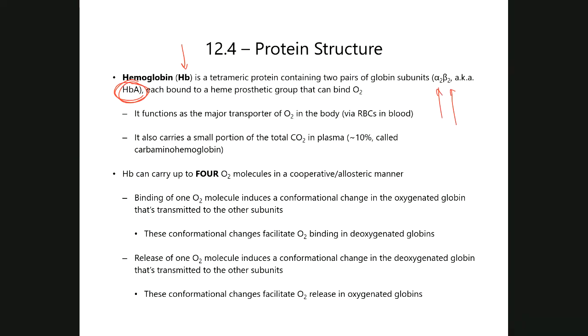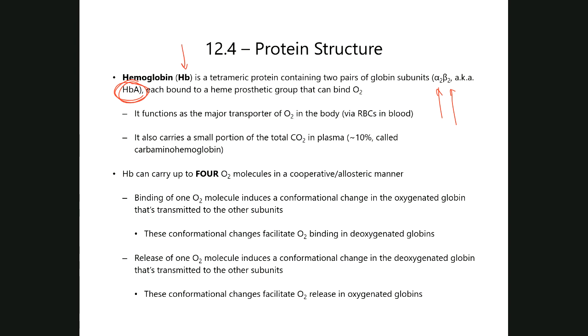There's different globin proteins out there, and it turns out that as you're developing in the fetus, you have what's called fetal hemoglobin, which is a different pairing of subunits. And as you are born and you develop and you start growing, then all of your hemoglobin F, which is what we call F for fetal, ultimately becomes hemoglobin A, which is the most common one.